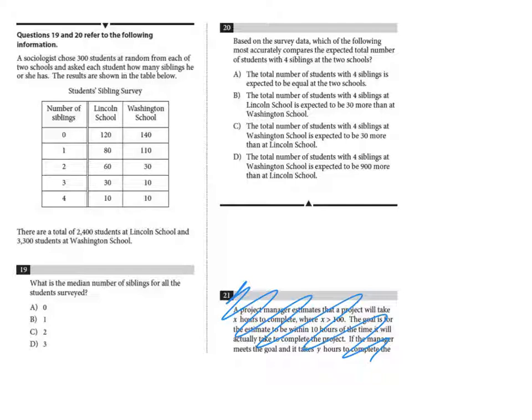Okay, number 19 and 20. So a sociologist chose 300 students at random from each of 2 schools and asked each student how many siblings he or she has. The results are shown in the table. There are a total of 2,400 students at Lincoln and 3,300 students at Washington. All right. So our first problem here is asking, what is the median number of siblings for all of the students surveyed?